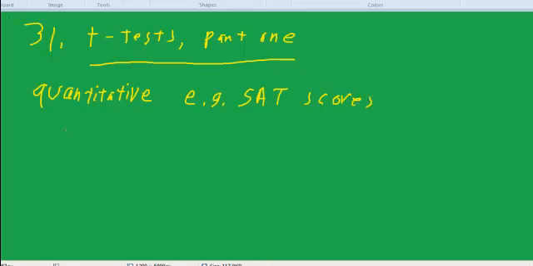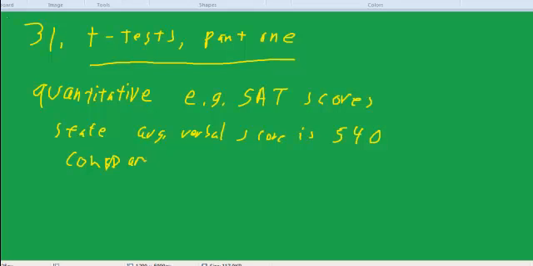Suppose that in our state the average verbal score is 540 and we want to compare our school with the state. Okay, so that might be an example.